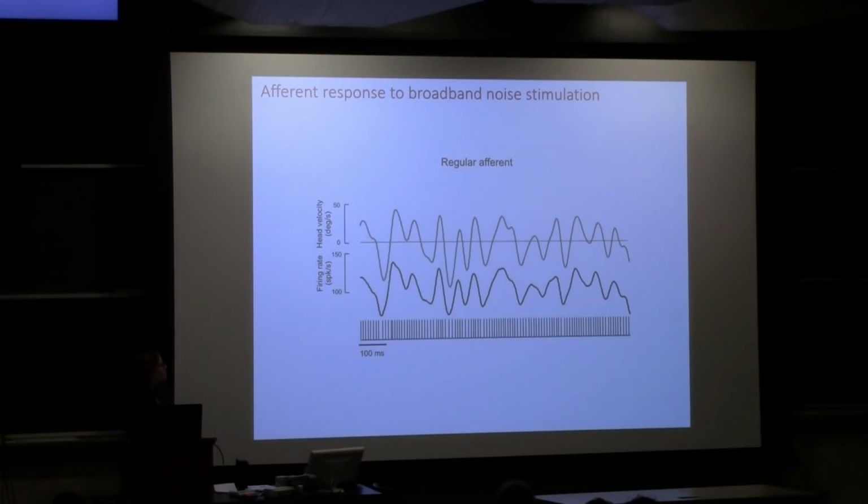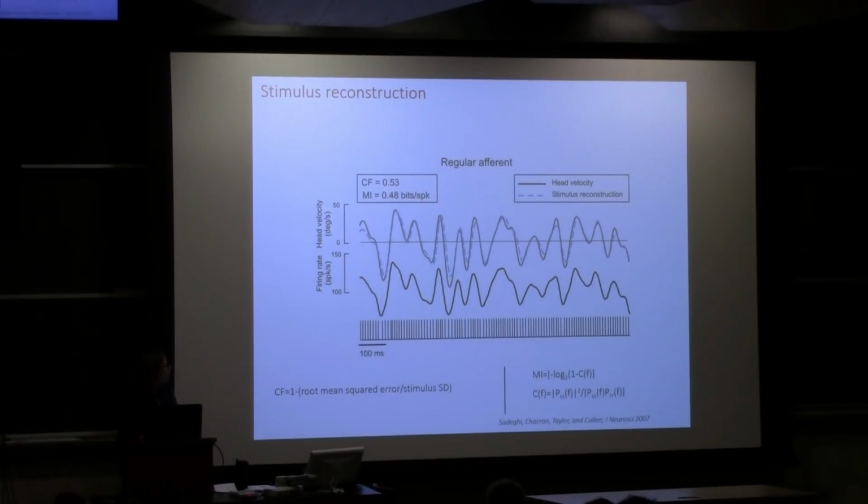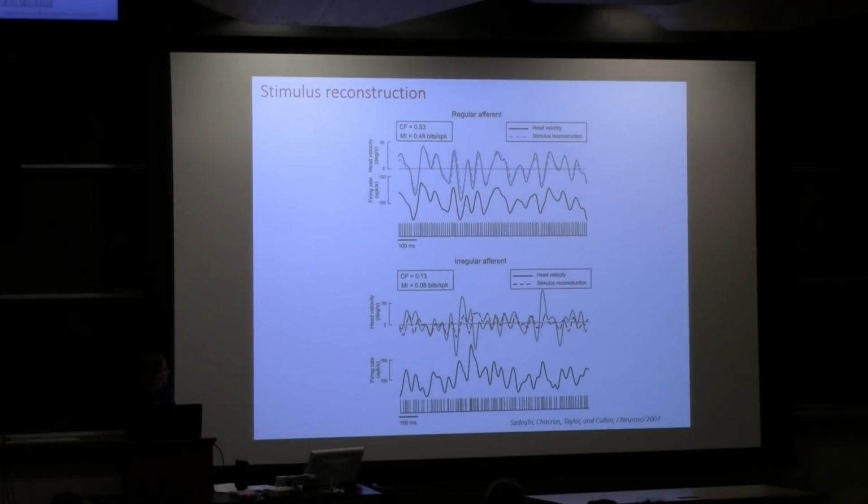And then instead of using this Gaussian convolution that people typically use to compute the spike density, which was done here, you can actually compute the optimal filter to do the convolution with. And if you do that, you can see you get really good reproduction of the stimulus, right? And then you go do the same thing for the irregular.